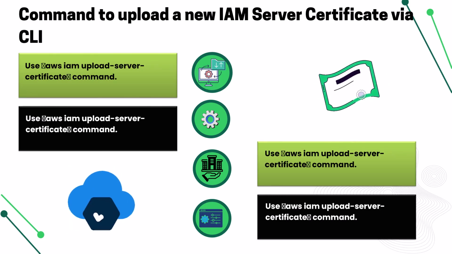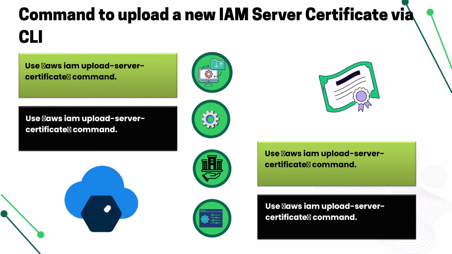Uploading a new certificate. Easy. Use aws iam upload-server-certificate and provide the necessary files. Think of it like uploading a profile picture, except this one secures your AWS environment. Make sure IAM permissions allow uploads, or AWS will block you like a strict security guard. Once uploaded, verify it using the list command.